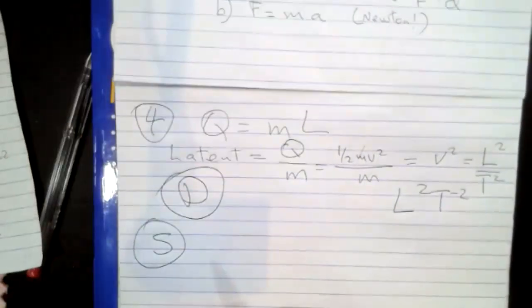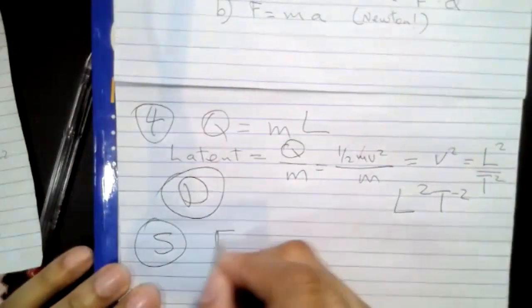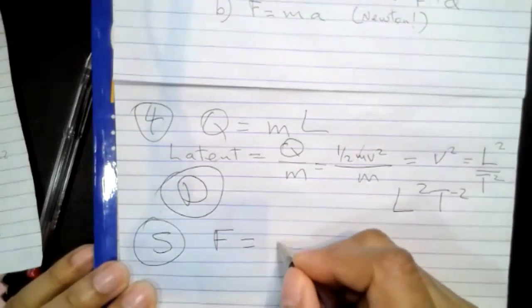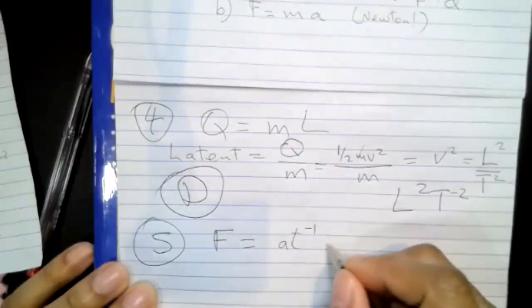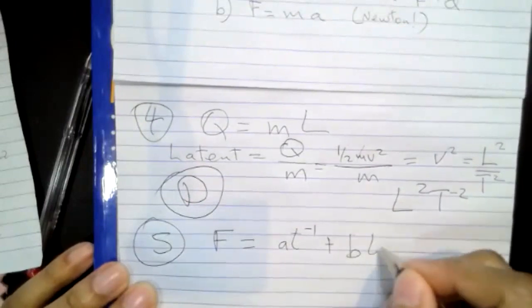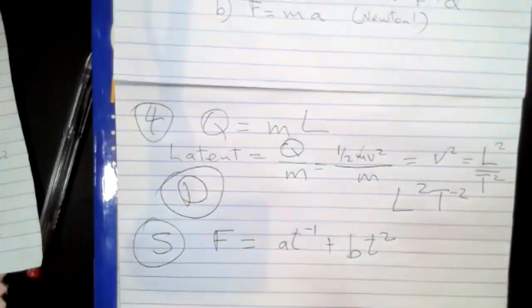Now 5. And for 5, we're given this formula for force: A T to the -1 plus B T squared. So what did you guys get for number 5? And yes, Albros, you can do force times distance.